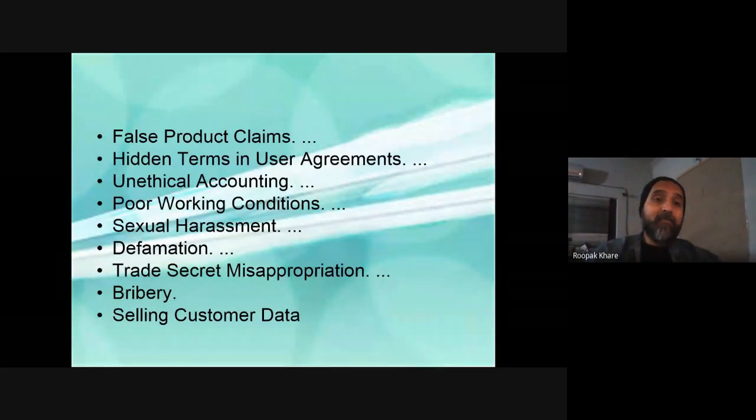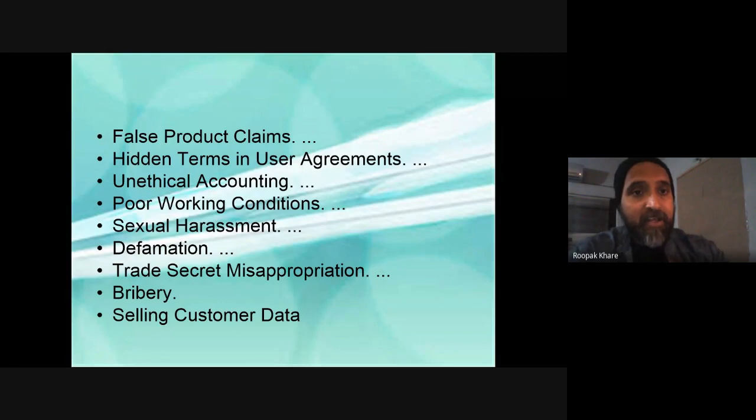So what are unethical communications? We've already taken examples of these things. False product claims. Our product will whiten your skin. Our product will make you rich. You will get good boyfriends in your life. You will lose weight in 2 days. False product claims. Two, hidden terms in user agreements. A lot of times they write their terms and conditions in very fine, very small fonts so that people cannot read them, or at times they don't even tell the conditions of their agreement.